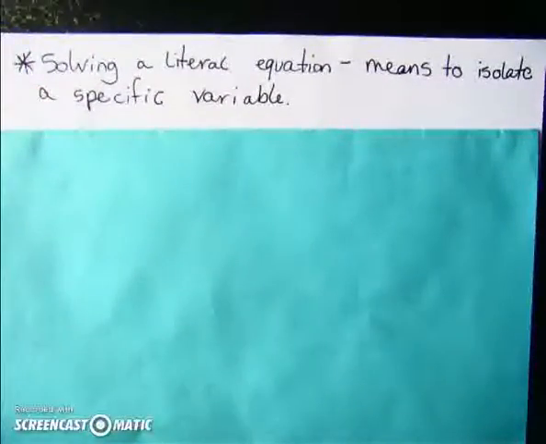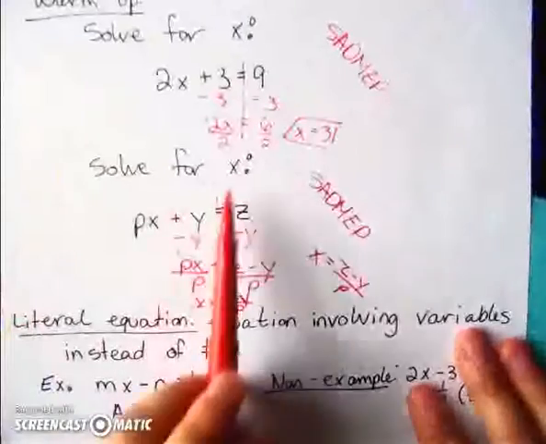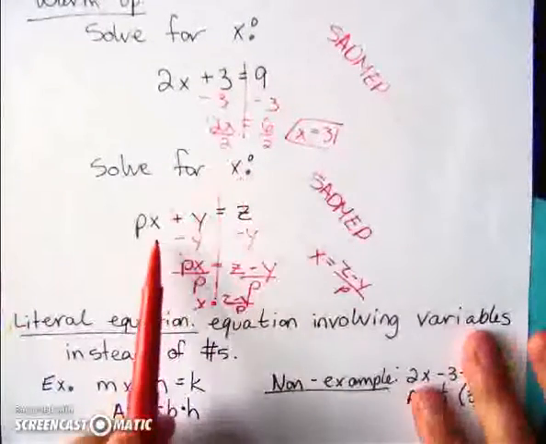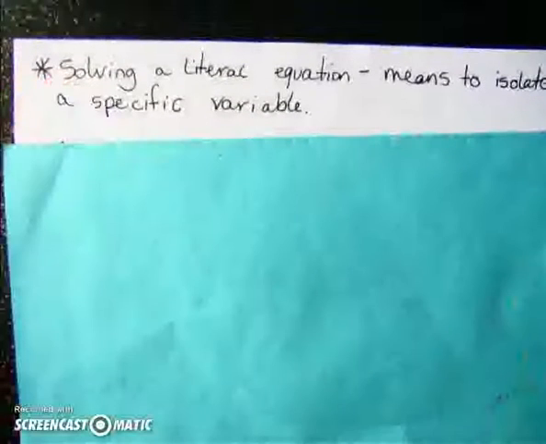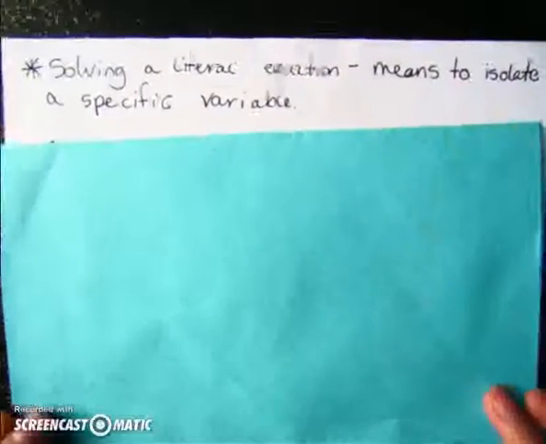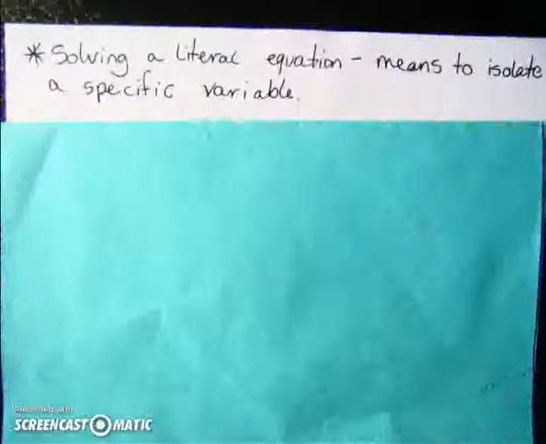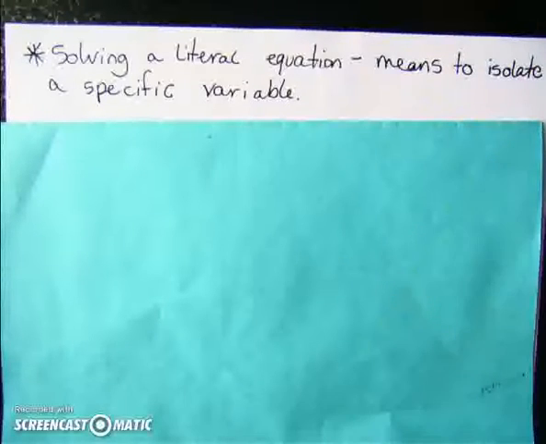So what does it mean to solve a literal equation? Solving a literal equation means to isolate a specific variable. So in this case over here, we solved for x. We were isolating x. We really could have solved for any of these letters, but the one we wanted was x. So solving a literal equation means to isolate a specific variable. Whenever I give you a solve this literal equation, I will always tell you which variable to solve for. Otherwise, you can't do the problem, okay? I will tell you exactly which one to solve for.